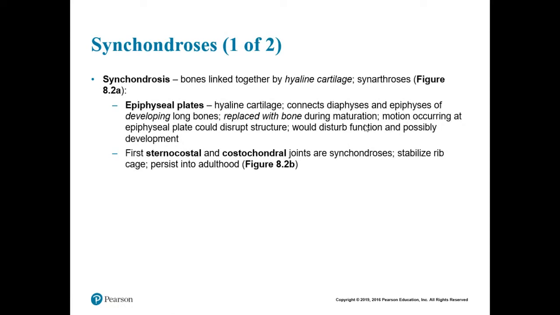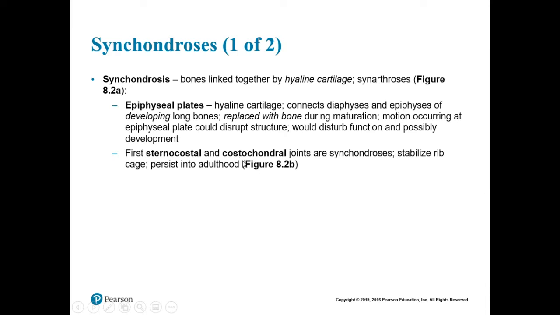The synchondrosis is made up of mostly hyaline cartilage, and it occurs in two places. The epiphyseal plate is one, which is at the proximal end and the distal end of long bones, and then it also occurs at the ribs, in two locations. One is the sternocostal location, which joins together the sternum to the ribs, but more specifically, the sternal cartilage to the rib.